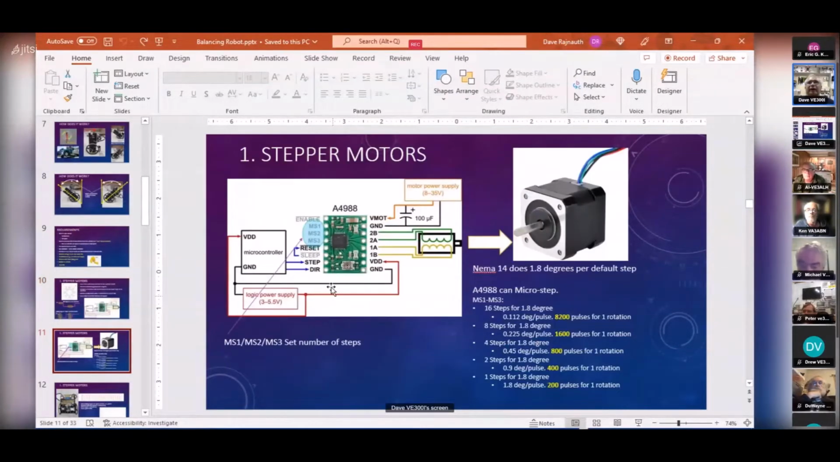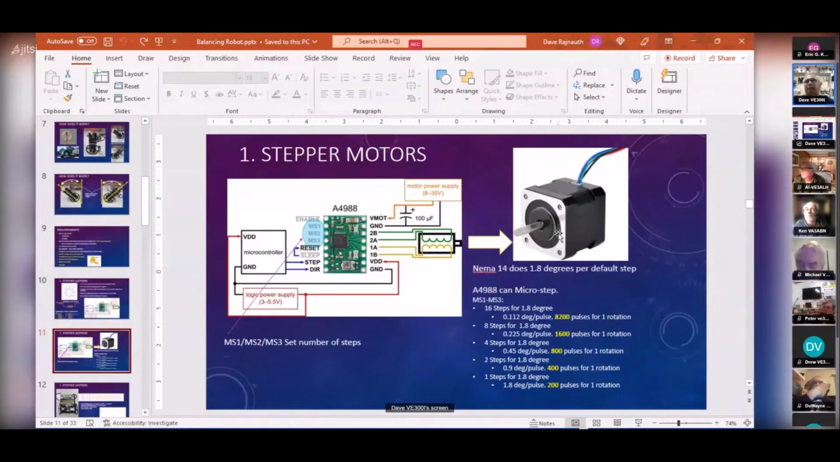They also have these pins here, MS1, 2, 3, and that sets something called microsteps. By setting those pins to 1 or 0, setting +5 or 0 on those pins, you can cause it to do microstepping.